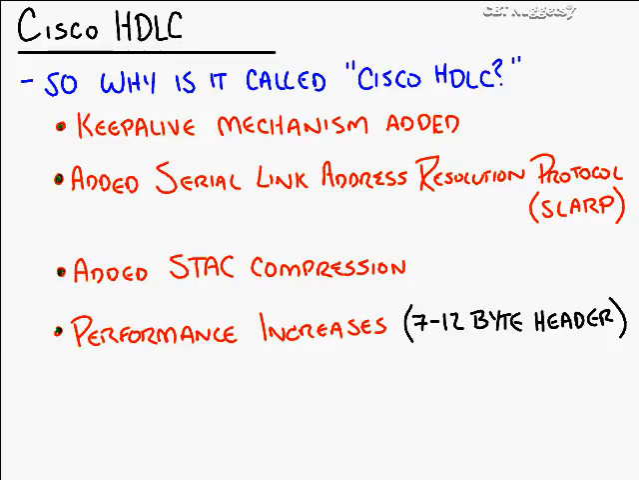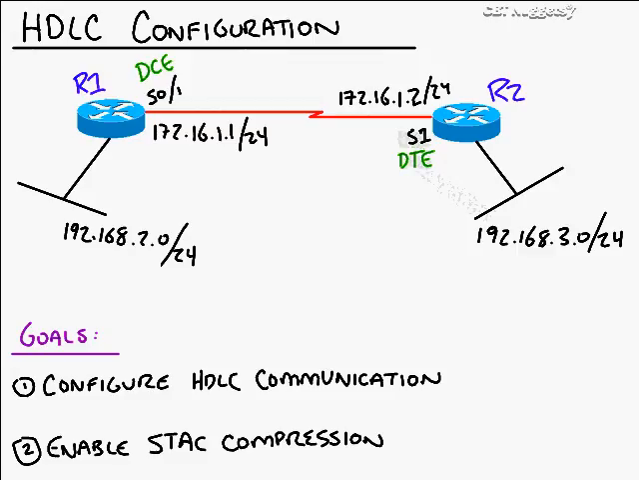Truth be told, everybody made it proprietary. Everybody that supports HDLC realized that the industry standard just isn't going to cut it. So just about any vendor that throws routers out on the market is going to have their own proprietary version of HDLC. The beauty of HDLC is in its simplicity. It's so simple we can cut straight to the chase and get into the configuration.